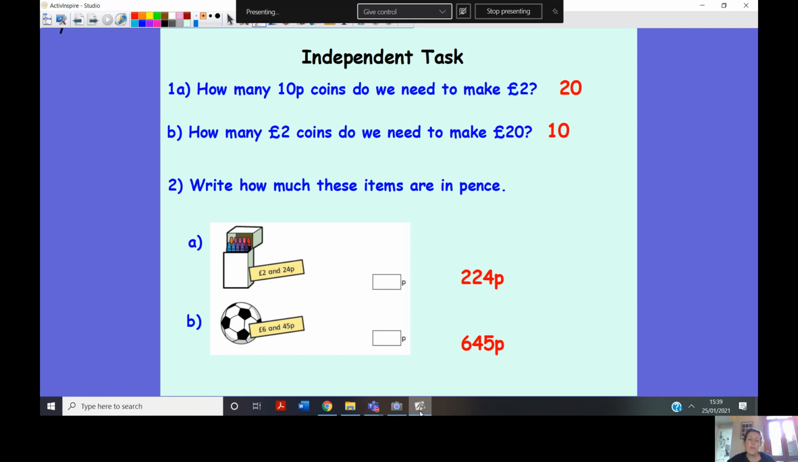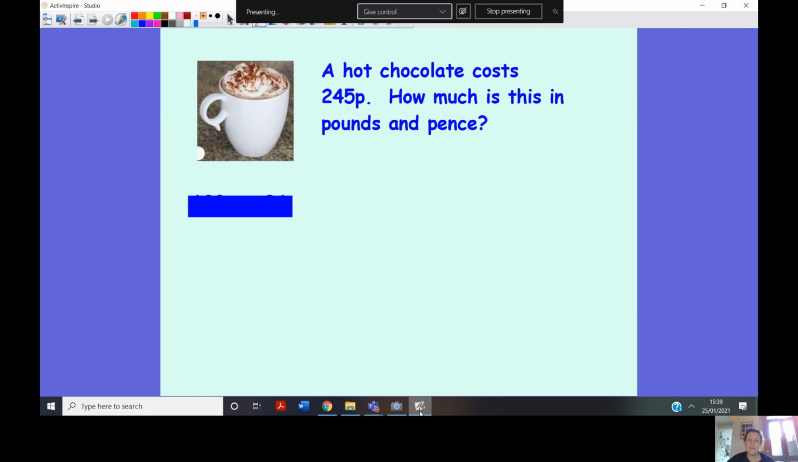So looking at question 2, we've been breaking our amounts from £2 and 24 pence to 224 pence. So we're breaking down that pound into how many pence. Fantastic. Right, moving on. A hot chocolate costs 245 pence. How much is this in pounds and pence?